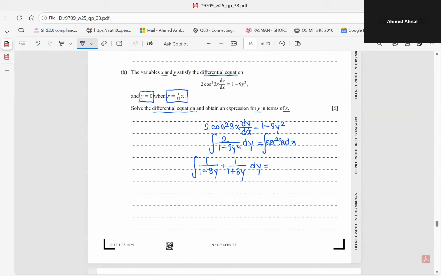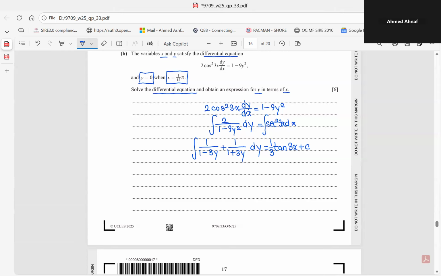And to integrate secant squared 3x, we know that when you differentiate tangent x, you get secant squared. Hence, when you integrate secant squared, you get tangent. So you will get tangent 3x. And you also need to divide by the derivative of the inner function, which in this case is 3. So you have to divide by 3. So this is 1/3 tangent 3x plus c.